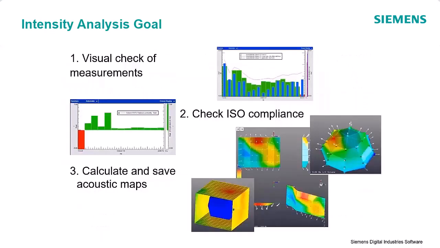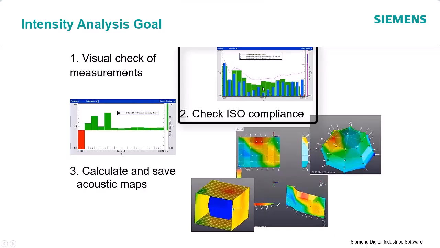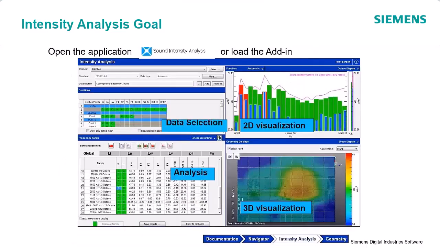Once you measure this data, we go through the sound intensity analysis, where you can visualize the data measurements to check the data quality. You can check whether the data is compliant with the ISO standards. The field indicators are calculated automatically. Then you'll also be able to generate acoustic maps to identify the hotspots and do the sound power calculations. So this intensity analysis worksheet is broken down into 4 areas.